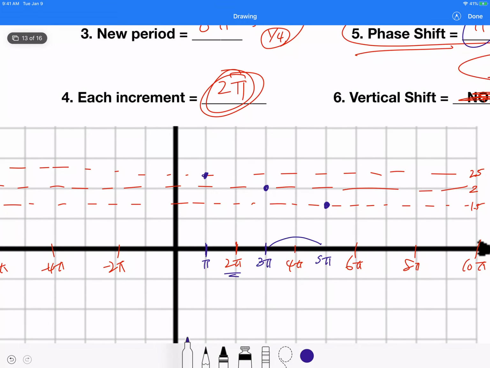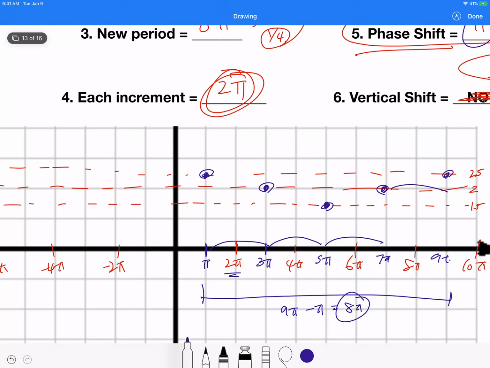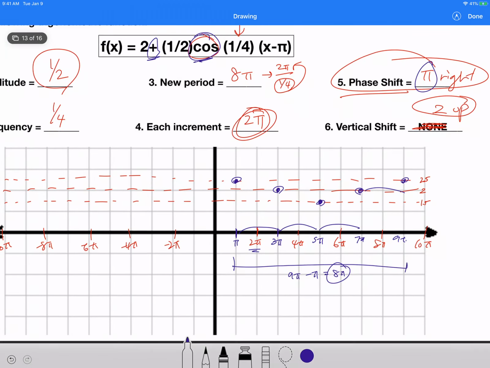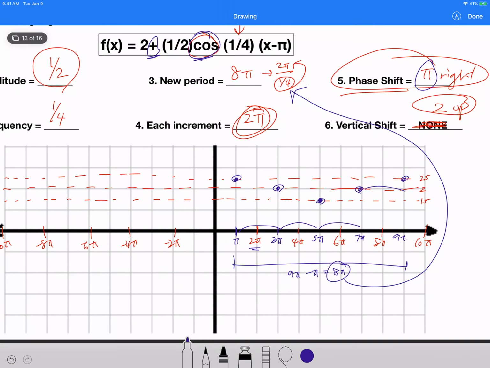So when you keep on moving by 2 pi units to the right every single time, you will see that those 5 essential points will still be established starting at pi. Now the entire period from 9 pi to pi, if you do it, it becomes 8 pi. So it matches the same new period that we have figured out from before.